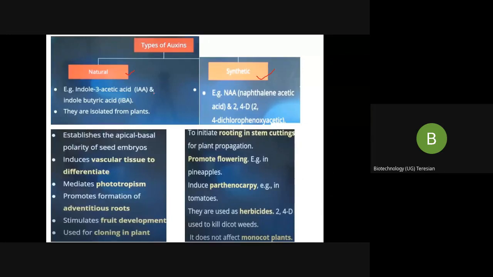So the most common are indole acetic acid and indole butyric acid. They are isolated from plants because they are present naturally. But synthetic is what man has created. That is, you have naphthalene acetic acid and 2,4-D. This 2,4-D is very important. That is, it is 2,4-dichlorophenoxyacetic acid, which has been asked as a 2 marks question.